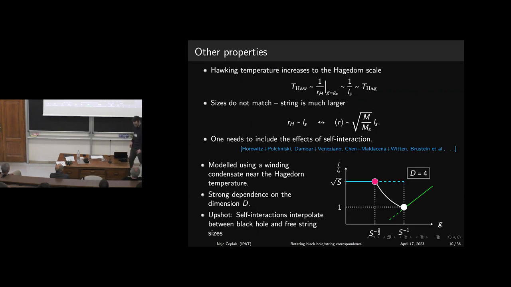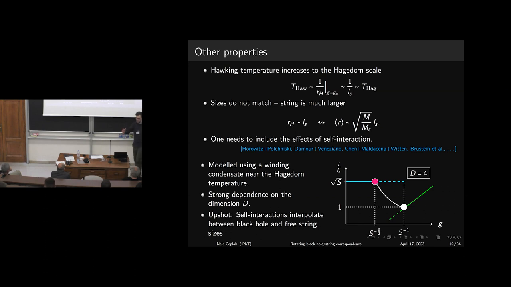Okay. So what about the other properties? Does everything else agree? So what is the picture with the temperature? As the black hole becomes smaller, the temperature will start to increase, until at the correspondence point the temperature just becomes of order one over the string scale, which is actually the Hagedorn temperature. The Hagedorn temperature is the limiting temperature at which the strings become very floppy. So that's a nice interpretation.